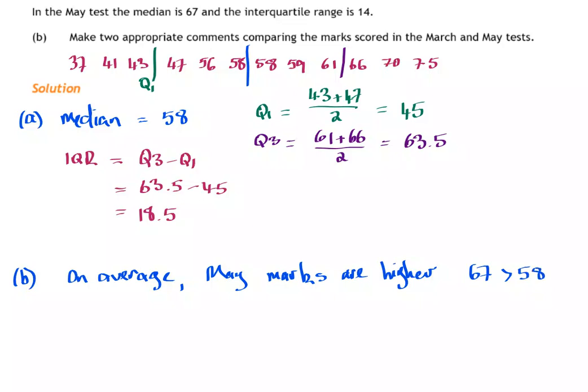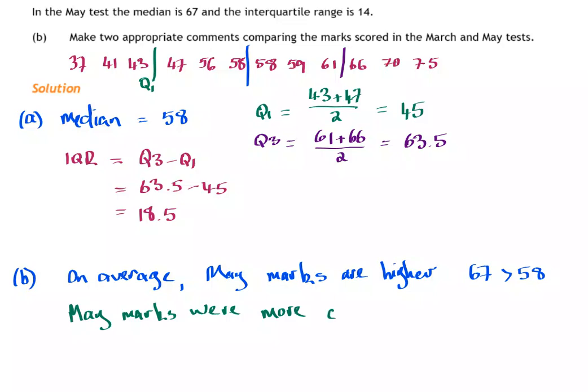And then finally we want a second comment. Remember, 2 appropriate comments. The first was about the average. The second needs to be about the consistency. So we can talk about the May marks being more consistent. So being more consistent means they're more closely packed around the average. They're not so spread out. So in May, the students on this test were all scoring more consistently. We can say that here. Consistently is the word you want to use. More consistent.